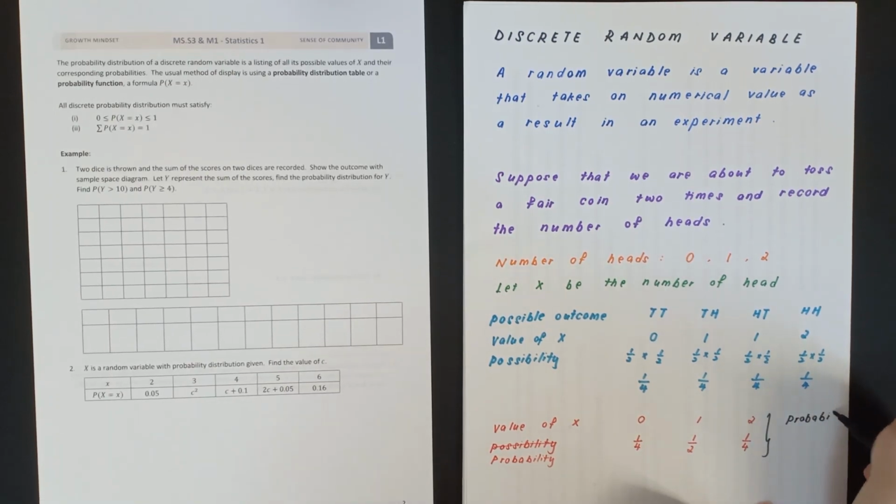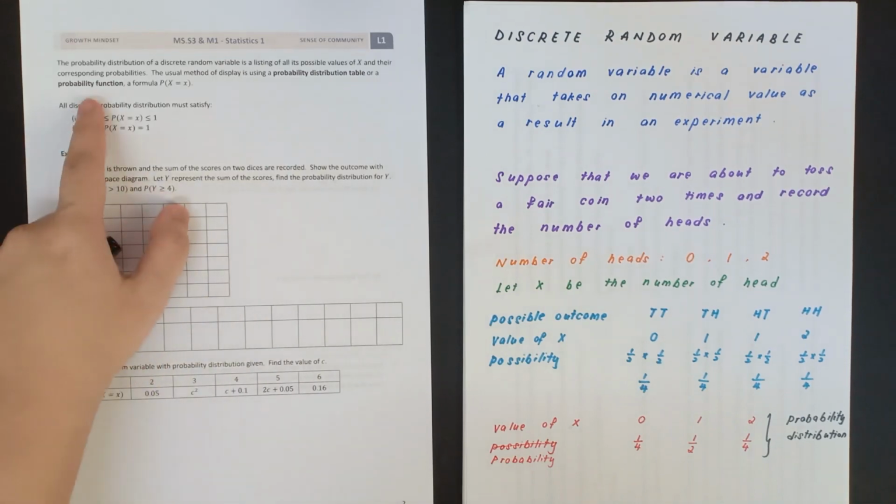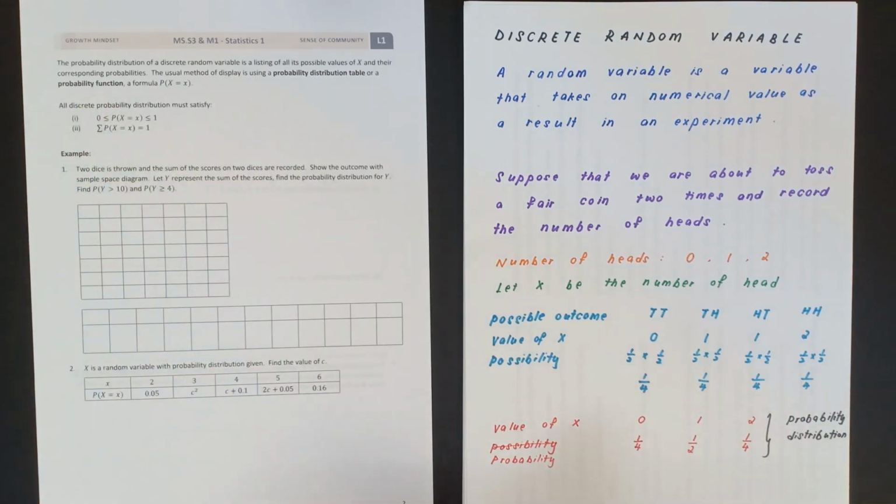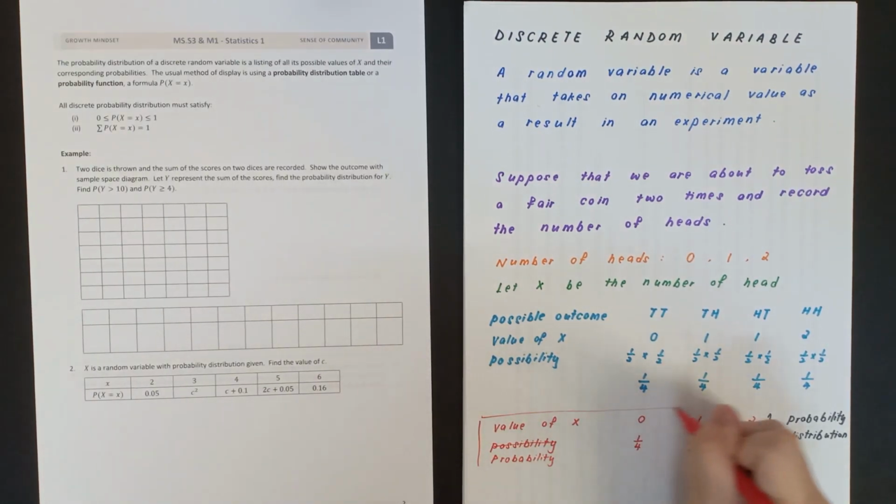Normally for a probability distribution, we will present it in a table form, or we will do it as a function. Sometimes you will have a lot of possible values for x, so it is impossible for you to write everything in a table. For that particular situation, we will use a probability function. So this is basically a table.